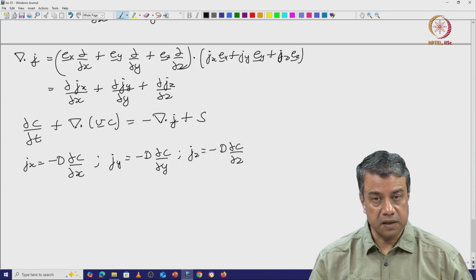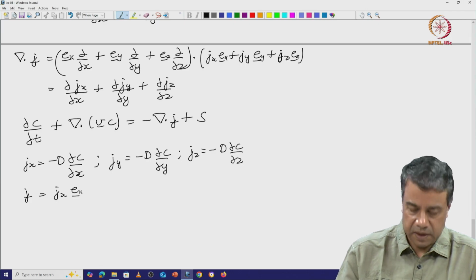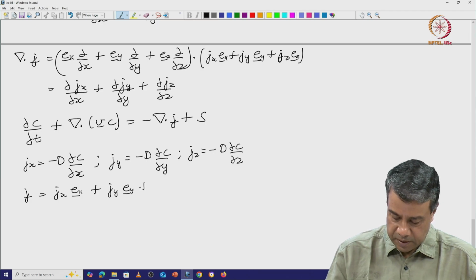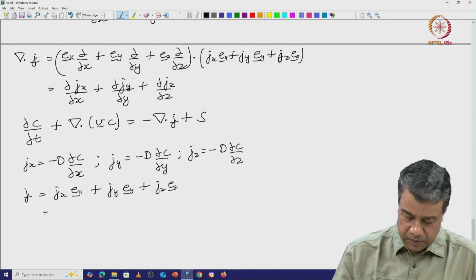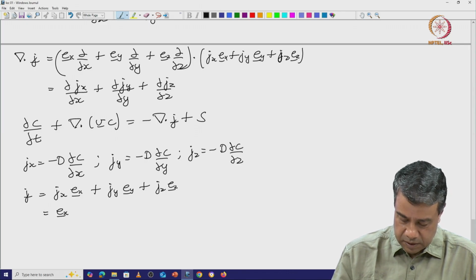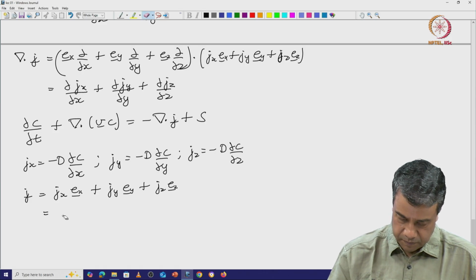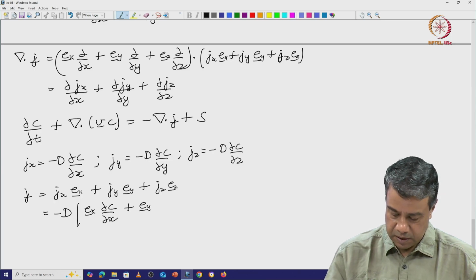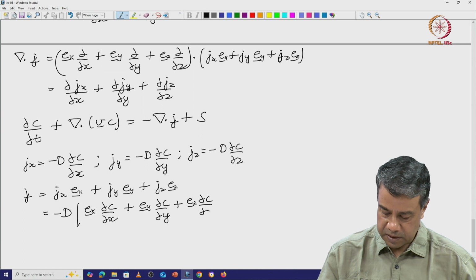Once again, I can write this in compact form, because I know that the j vector is equal to Jx Ex, where Ex is the unit vector in the x direction, plus Jy Ey plus Jz Ez, which is equal to, taking the common factor of d outside, minus d times Ex partial c by partial x plus Ey partial c by partial y plus Ez partial c by partial z.